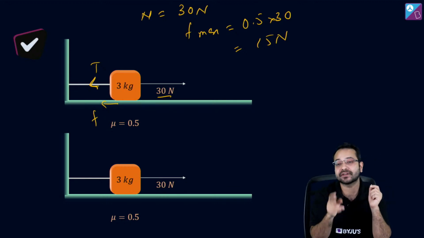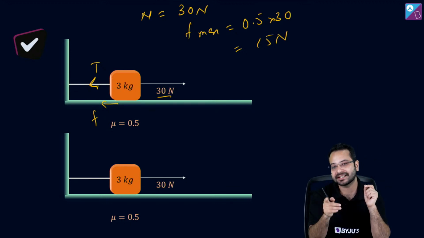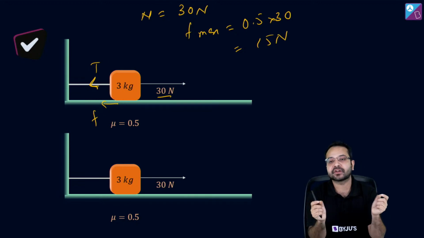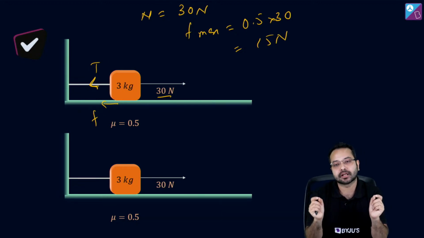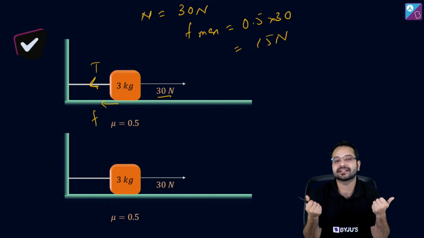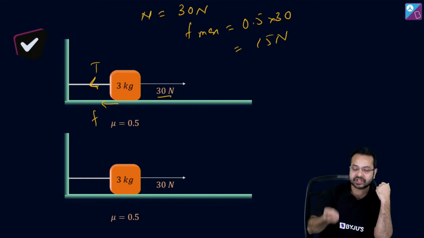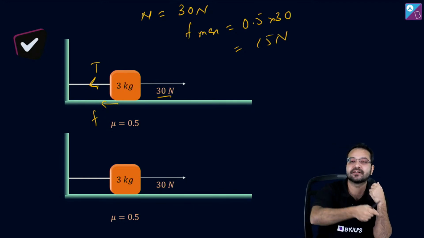Similarly, friction is a self-adjusting force. Static friction is a self-adjusting force. So only as much friction will act as is needed, neither less nor more. These are self-adjusting forces. Now the question is, which force is going to adjust itself first?